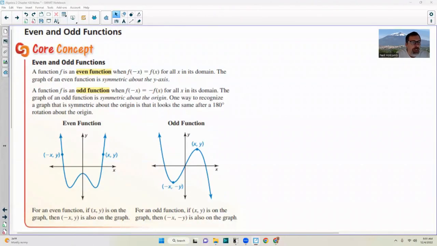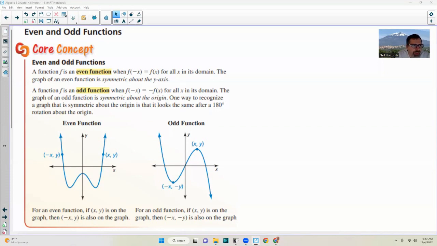Okay, even and odd functions. Now we're going to start talking about that core concept, even and odd functions. A function f is an even function when f of negative x equals f of x. So if we change all of the x's to negative x, it's an even function if nothing changes. The graph of an even function is symmetric about the y-axis. So that means that the line of symmetry is the y-axis, and we can fold it and it looks the same on both sides. Every point on one side would land on the point on the other. And that's how we determine if it's even.